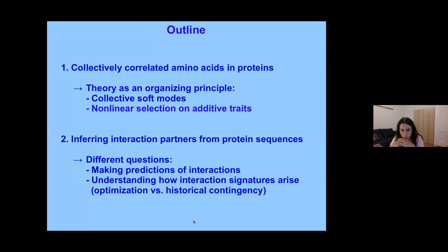With this, I will just conclude that for this question of inferring interaction partners from protein sequences, we can ask, in fact, different sub-questions. One of them is just to make predictions, and for this, probably methods based on deep learning are very useful. But we can also ask more fundamental questions, such as what is encoded in protein sequences, and what are the signatures of interactions coming from optimization or historical contingency. For these questions, principled methods based on physics are more appropriate, I believe.